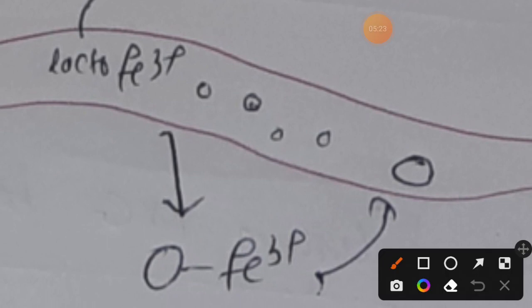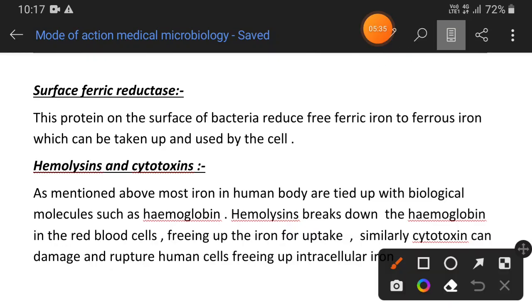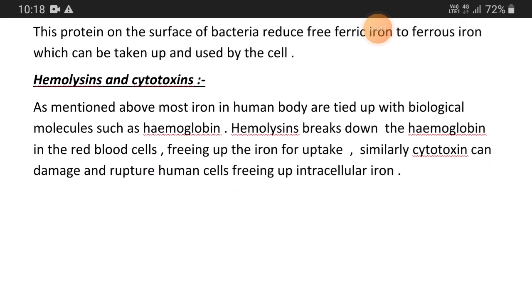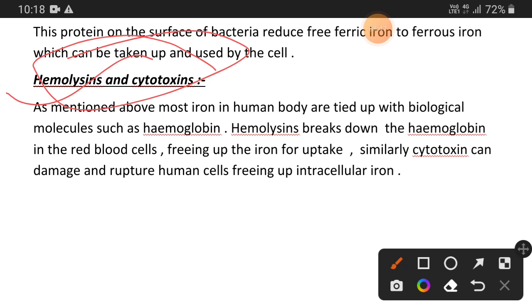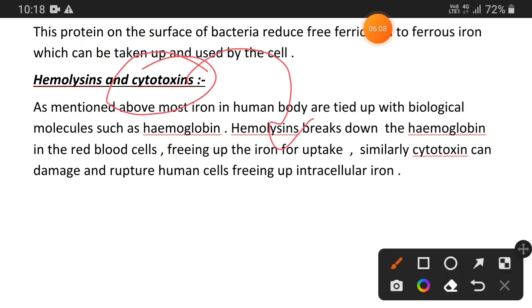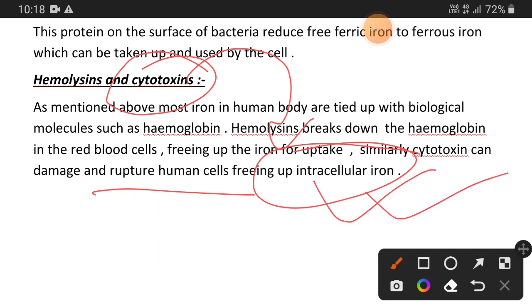Remember one thing, besides siderophores there are various other proteins that are also working, such as surface ferric reductases, which are present on the surface of the bacteria. We will discuss surface ferric reductase sometime later. Let's come to hemolysin and cytotoxin. As I told you, hemoglobin is a protein that carries iron as an iron transporter, and hemolysin is secreted by bacteria and can destroy hemoglobin. There are also cytotoxins that destroy other human cells usually involved in carrying iron, freeing up intracellular iron that can be easily picked up by siderophores and transported to the bacterial surface.